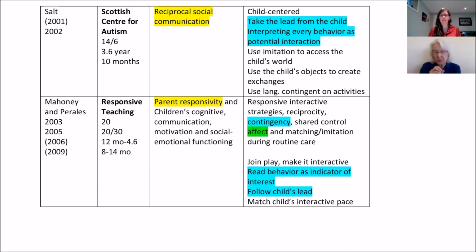I highly recommend that you read Gerald Mahoney in 2009, and he talks so much about why a highly structured approach is not needed, and why he focused on parent responsivity with a focus on contingency and affect matching, and reading every behavior. Again, the same idea. Every behavior is an indicator of the child's interest.